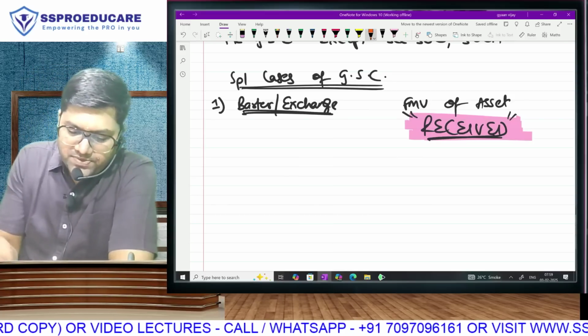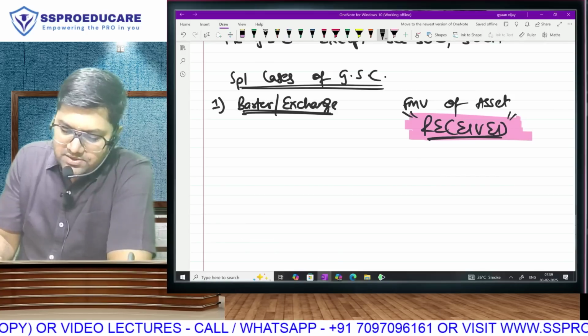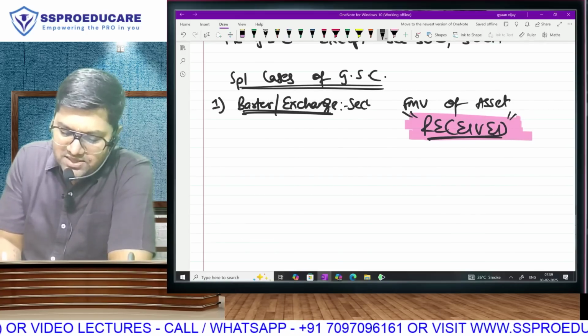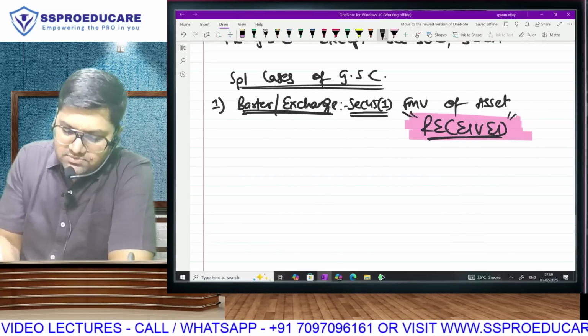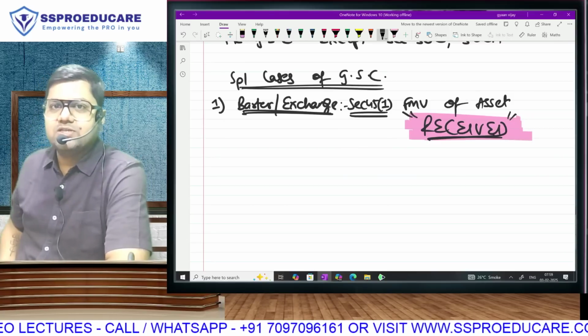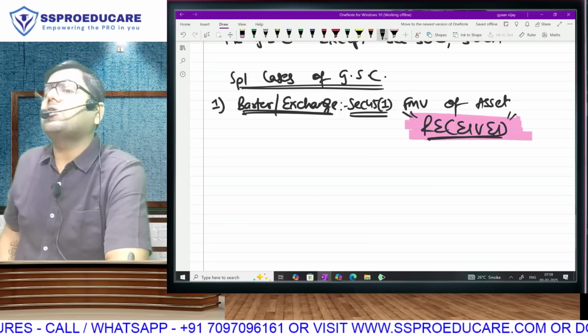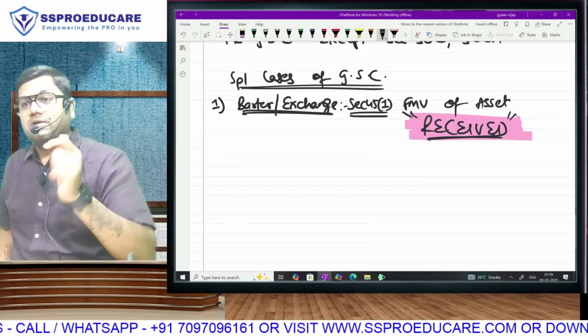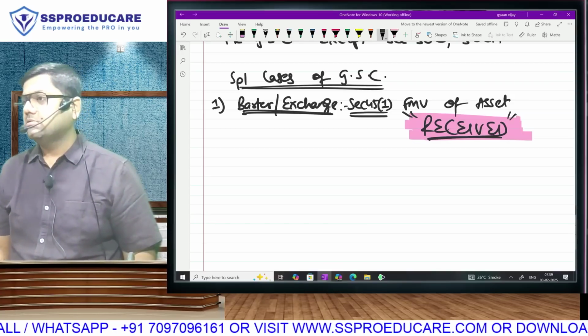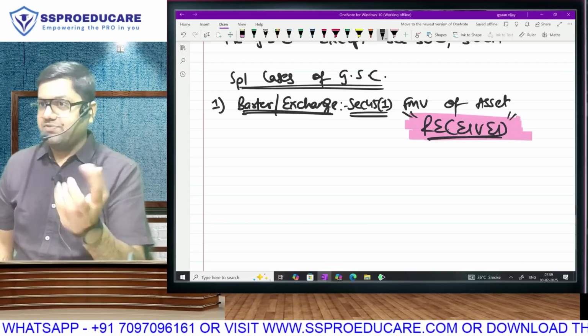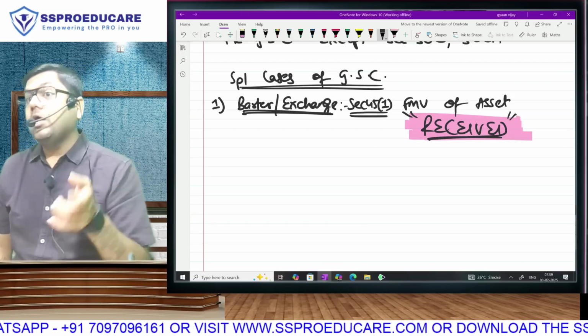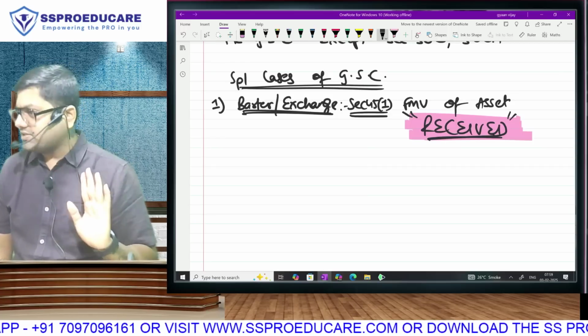This is given in section 45, subsection 1 only. Section 45 is the charging section. This is given in the charging section. In case of barter or exchange, fair market value of the asset received. So normally what is sale consideration? Now the full picture will become clear. Normally what is sale consideration? Amount received, if the amount is available in rupees. You cannot question that amount. Two cases he can question, we will see that.